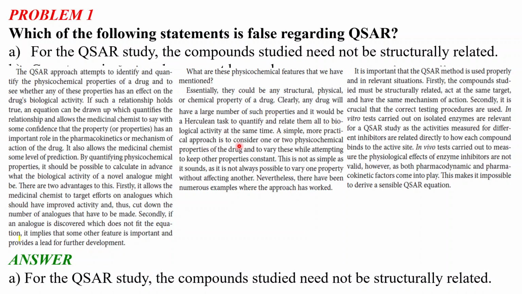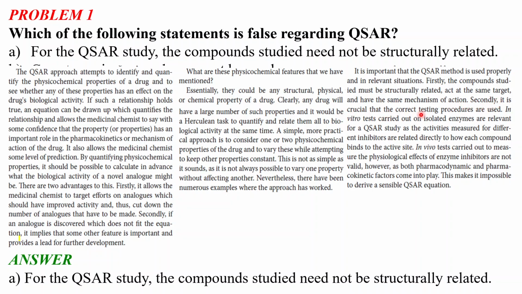A simpler, more practical approach is to consider one or two physicochemical properties of the drug and vary these while attempting to keep the other properties constant. This is not as simple as it sounds, as it is not always possible to vary one property without affecting another. Nevertheless, there are numerous examples where this approach has worked. It is important that the QSAR method is used properly and in relevant situations. Firstly, the compounds studied must be structurally related. So that's why statement number A is false, which says that for the QSAR study, the compound studied need not be structurally related. No, the compounds studied must be structurally related, act at the same target, and have the same mechanism of action.